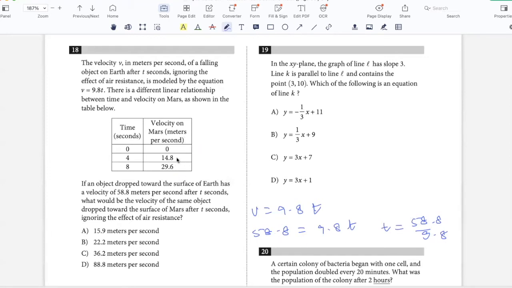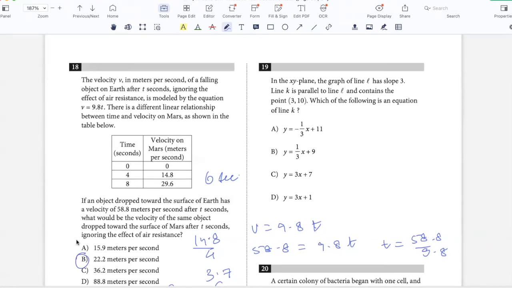Now, in 6 seconds, how much will it travel? So basically, the ratio here is 14.8 by 4. So how much is that? 4 threes are 12, and 4 into 7. So 3.7, right? So velocity on Mars after 6 seconds would be 3.7 into 6. 6 sevens are 42, carry 4, 22.2 meters per second.